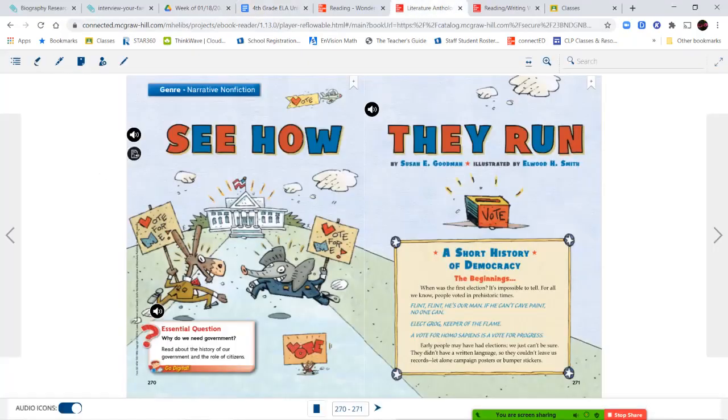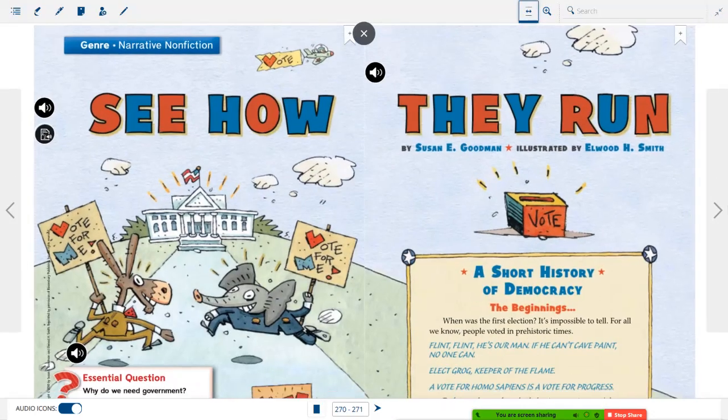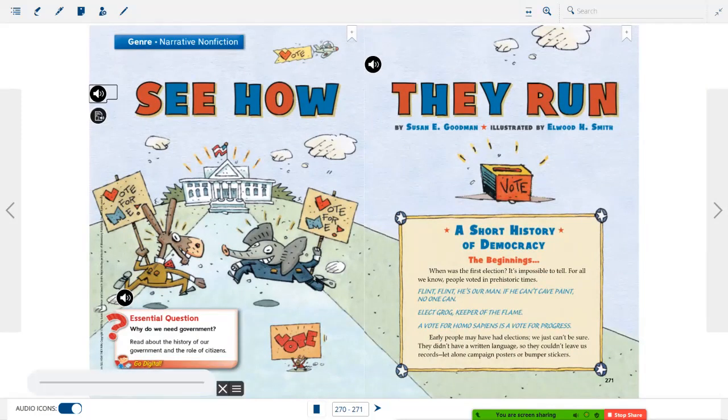Now let's get into our literature anthology book, and we're going to be reading the story, See How They Run. Genre: narrative nonfiction. See How They Run by Susan E. Goodman, illustrated by Elwood H. Smith. A Short History of Democracy.